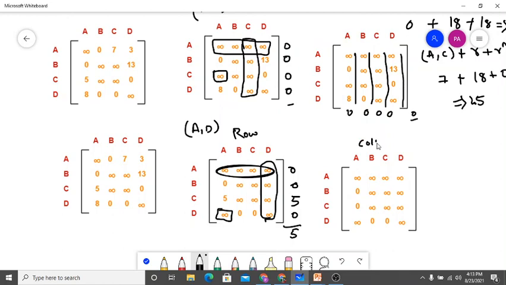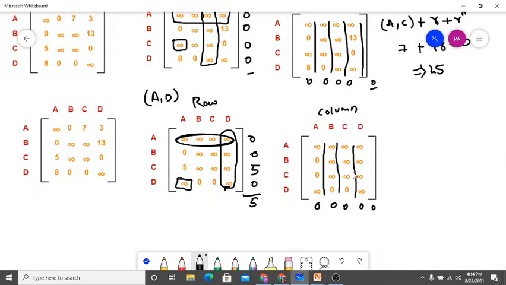Okay, column reduction. So in this column we have a 0, no problem. Here also we have a 0, here also we have 0, and the last one is also 0. So what is the column reduction? It is 0. Okay, so what is our final matrix we are going to get here?